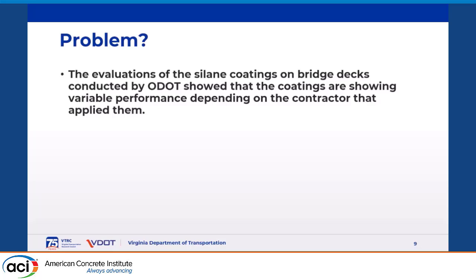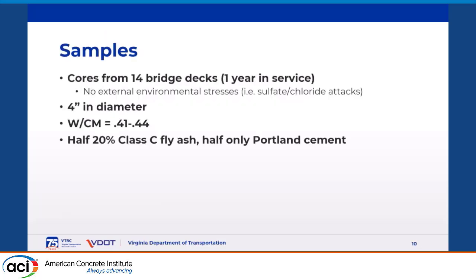So for doing this, we visited 14 bridges. We took one core from each bridge. Each core was 4 inches in diameter, and the concretes we took cores from had a water-to-cementitious ratio between 0.41 and 0.44. Half of the 14 cores, 7 cores, had 20% Class C fly ash in them, and the other half were plain concrete.